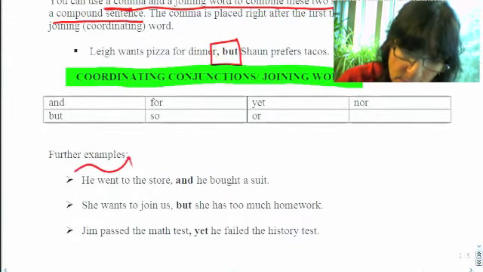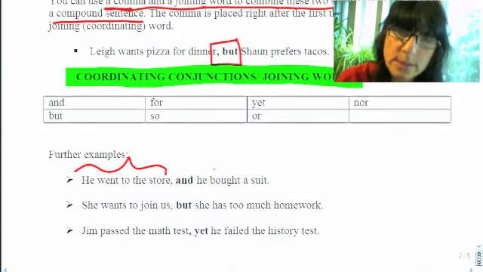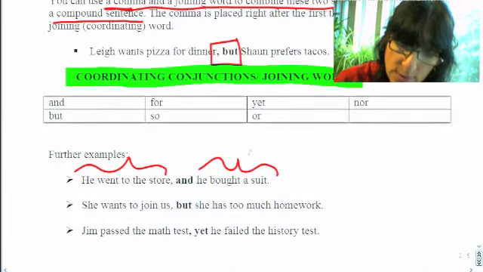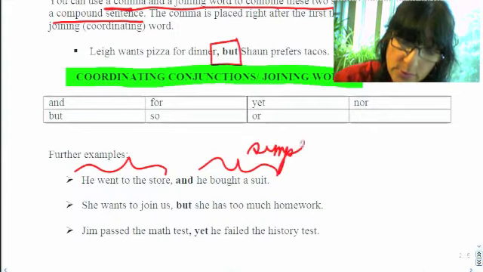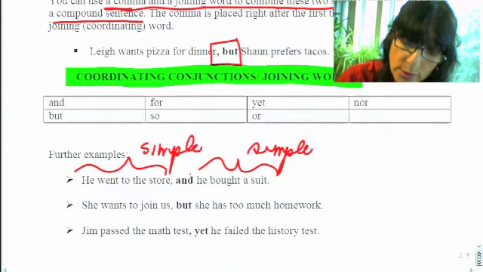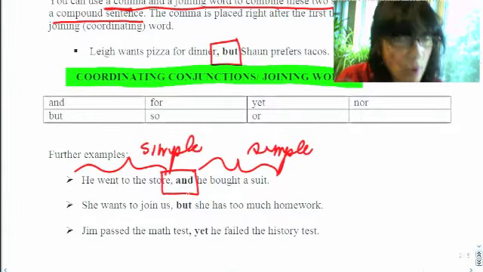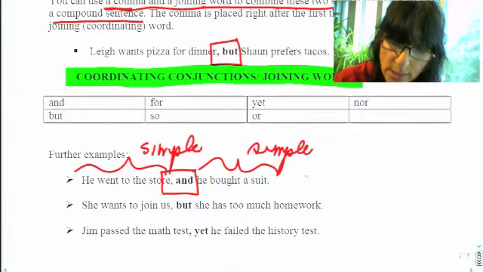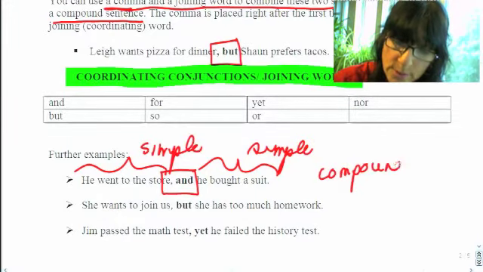In this example, he went to the store is one simple sentence. He bought a suit is another simple. So they're each simple sentences. And you want to join them using coordination. You put the comma and then the joining word. The comma always goes before the joining word. And now you've got a compound sentence because you've joined two simple thoughts.